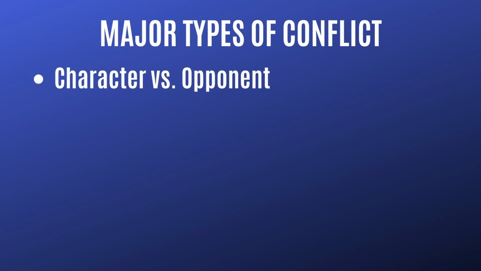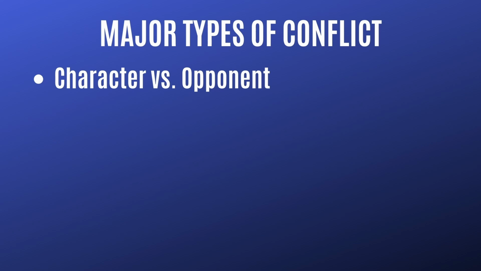Now let's start off by talking about the major types of conflict. I have 4 of them for you today. The first one is character versus opponent. And this is when you have a hero versus a villain, an ally, a total stranger, anyone who directly opposes the hero. You can have conflict between hero and villain, conflict between hero and pretty much any other human character.